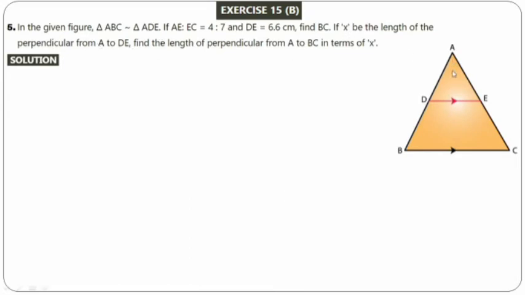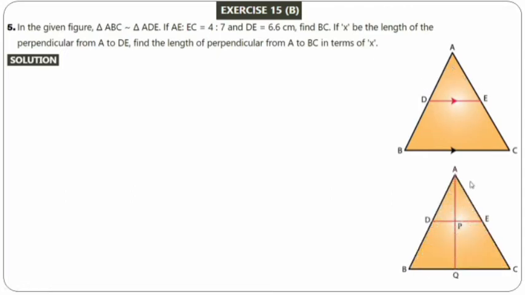That means from here to here, this is the perpendicular, right? So the length is given to be x. Now you need to find the length of the perpendicular from A to BC. That means from A to BC, you have to find the length of the perpendicular in terms of x. Now if I explain using this diagram, it will be confusing for you.